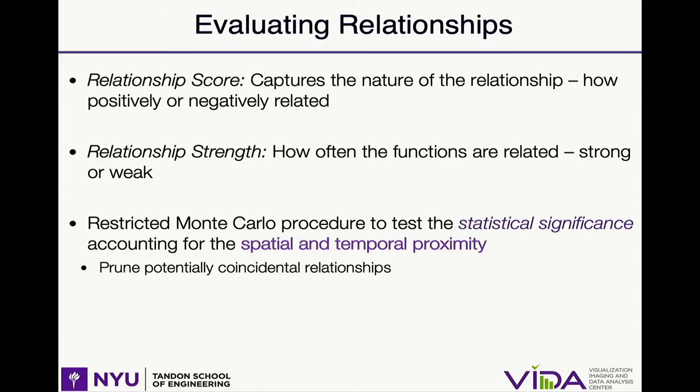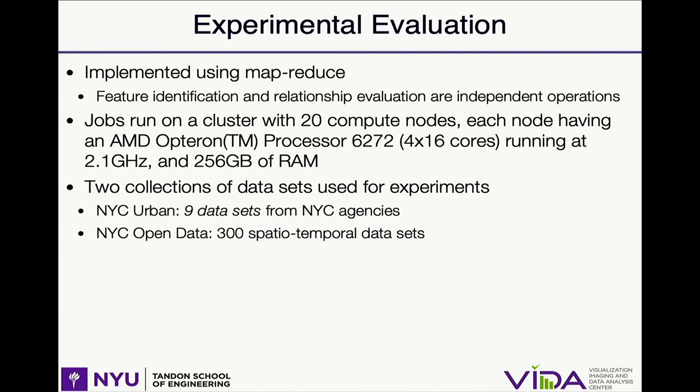So we implemented this. The next question is, does this work? We implemented this using MapReduce. The reason we use MapReduce is that all the different operations we need to apply, from creating the scalar functions to identifying the relationships, are embarrassingly parallel, so it lends itself very well to an implementation in MapReduce. We ran these jobs on an old cluster with 20 compute nodes with somewhat slow processors. We used two different collections of data sets for the experiments. A smaller collection, meaning it has fewer data sets, but they're much bigger, which we obtained directly from the New York City agencies. And then we also used 300 data sets that we got from NYC Open Data.